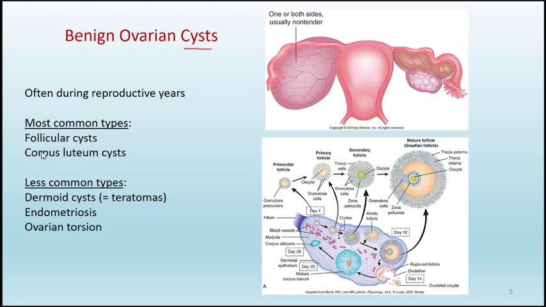The most common types, as you can see here, are follicular cysts and corpus luteum cysts, and we'll talk about those on the next slide because they are the most common. The less common types include dermoid cysts, endometriosis, we'll talk about endometriosis as well today, and ovarian torsion.